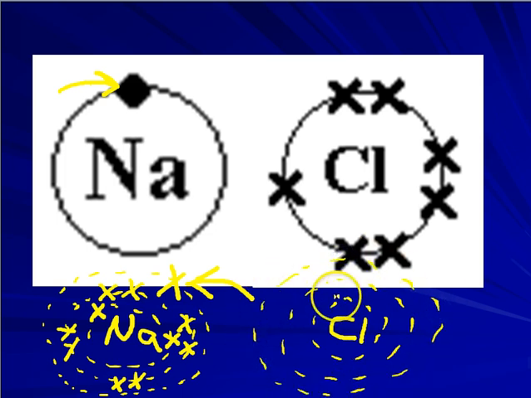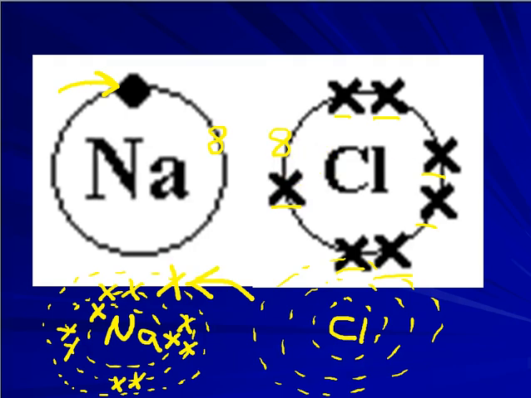And you would find that on the outer shell, it would have, what, 1, 2, 3, 4, 5, 6, 7. Now, in order to be full, both of these would need 8. So they're both not full. And what I mean by full is they would have a full outer shell. And when elements have full outer shells, they're balanced, they're stable.